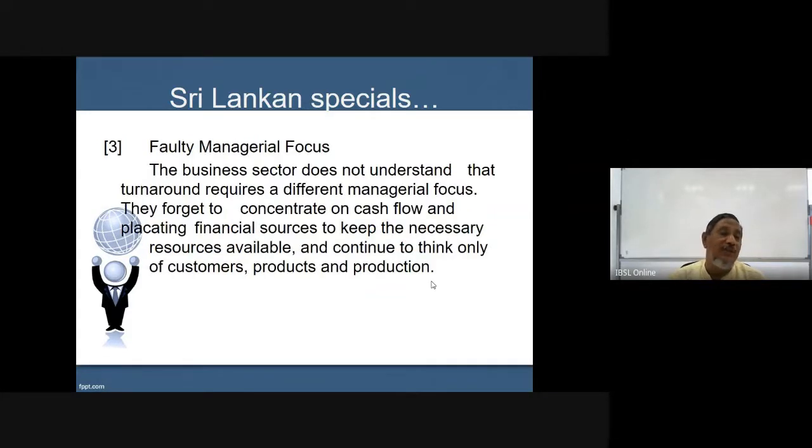Third issue, managerial focus. The business sector does not understand that the turnaround requires a different managerial focus. They forget to concentrate on cash flow and accounting the financial sources to keep the necessary resources available, and continue to think only of customers, products, and production. The banks are looking for the cash flow. They forgot to concentrate on the cash flow. Cash flow is the most important part. So the management has to understand that maintaining liquidity in the cash flow is a repayment source.